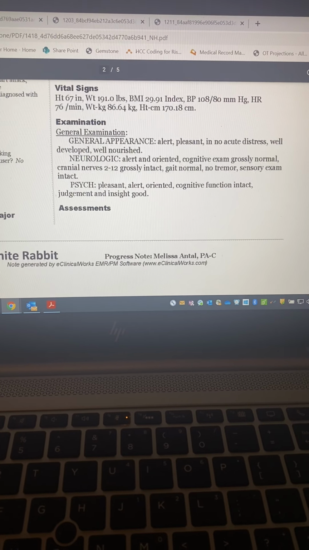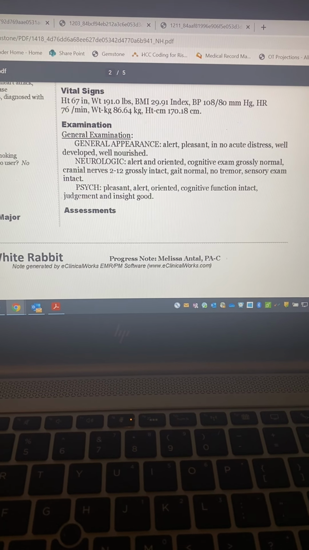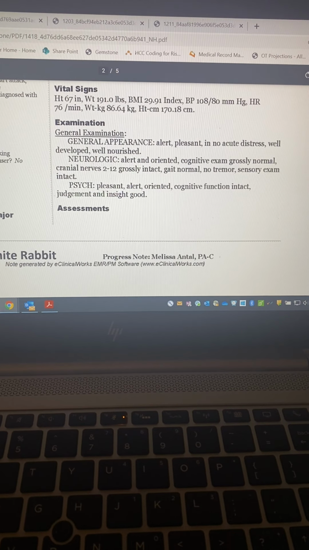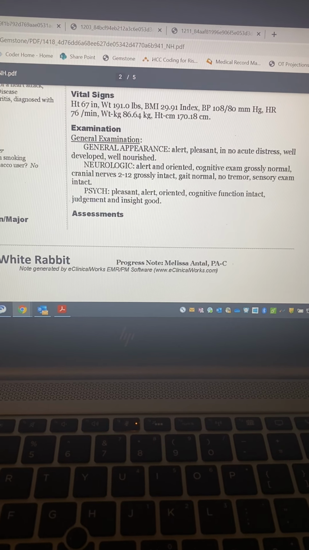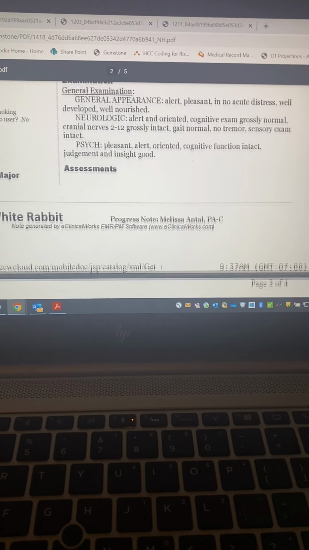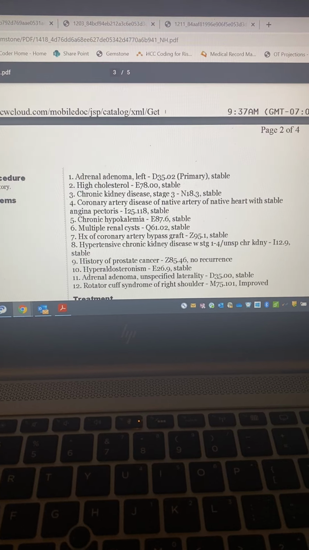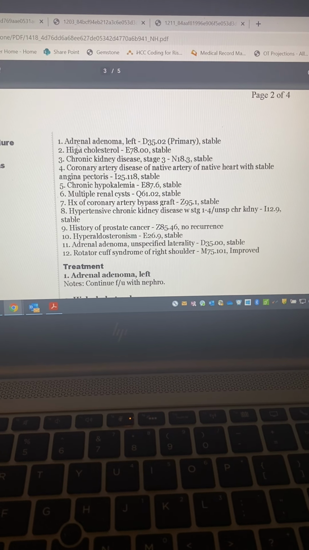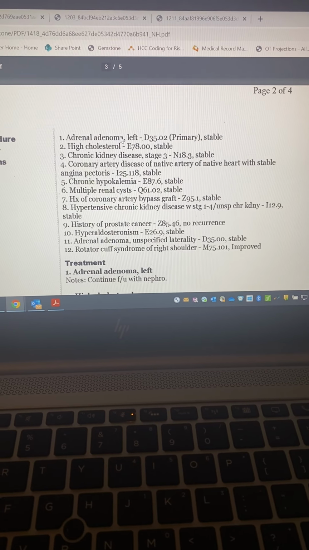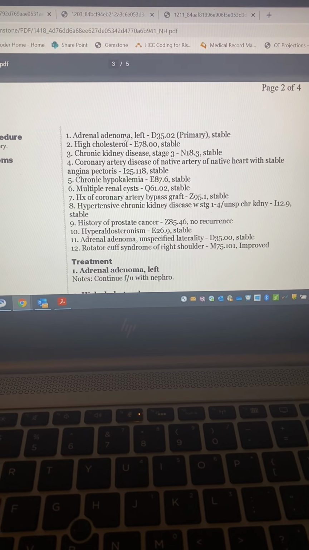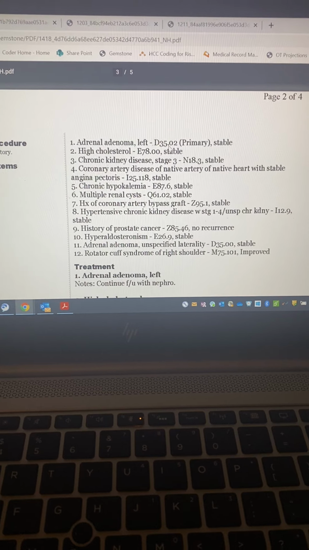So here comes the assessment. The doctor is now saying, after I assessed all these things, after I went through your social history, your past history, your current medications, your vital signs, I examined you. Now this is what I am finding that is wrong with you. Okay. So you have adrenal adenoma, which is cancer. When you see this adenoma, carcinoma, all of that, that's cancer. Left side. Here's the code.